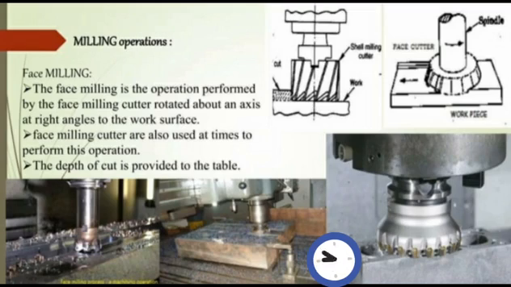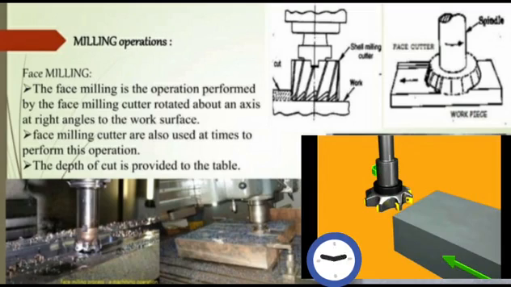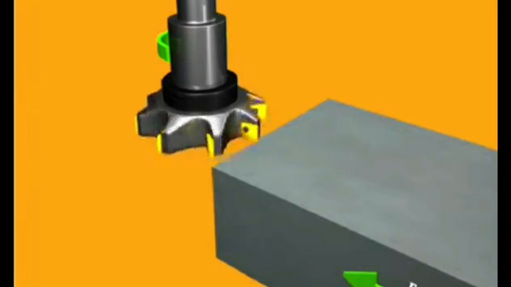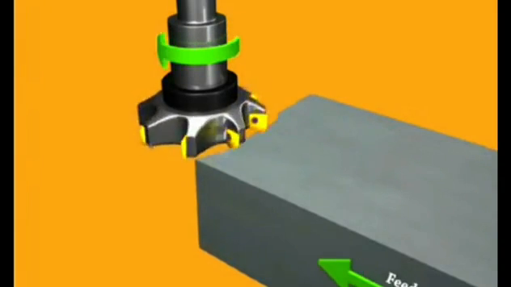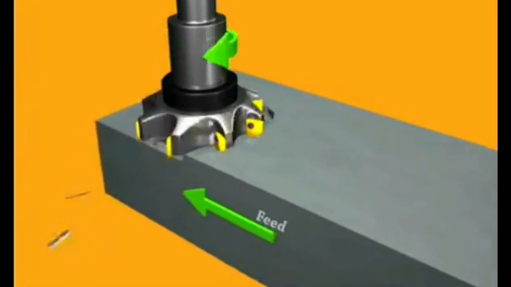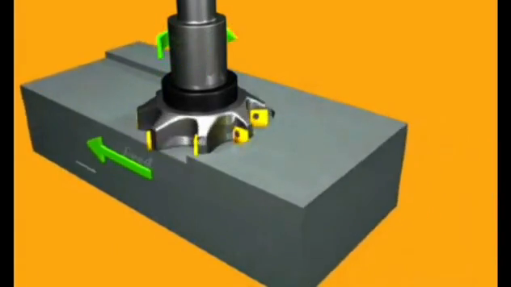Operation 2. Face milling. It is the operation performed by a face milling cutter rotated about an axis at right angles to the work surface. End milling cutters are also used at times to perform this operation. The depth of cut is provided to the table. It is illustrated with the following diagrams.